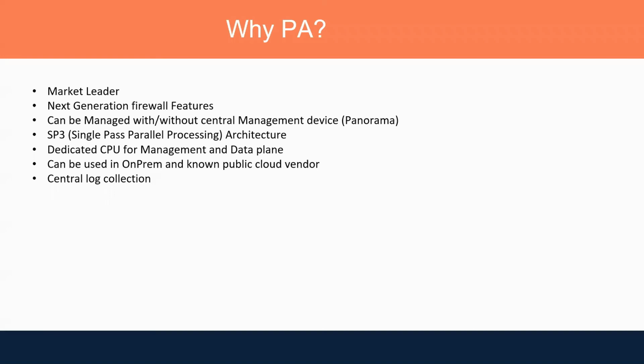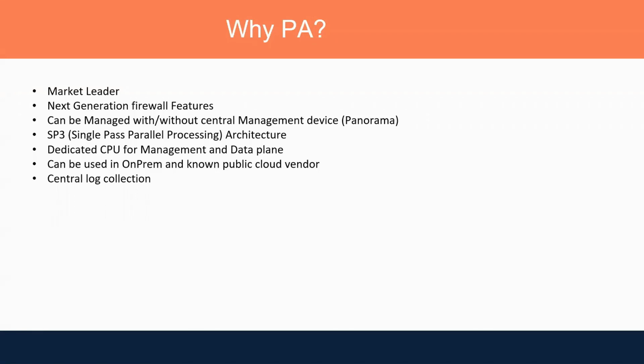The best feature of the Palo Alto firewall is that it can be managed through a centralized device, which is Panorama, or it can be managed without the centralized device. You can manage the firewall individually. The other feature of the Palo Alto firewall is single pass parallel processing. We are going to discuss the SP3 model in detail in the next slide. The next feature of the firewall is a dedicated CPU for management. Yes, this is part of the SP3 model.